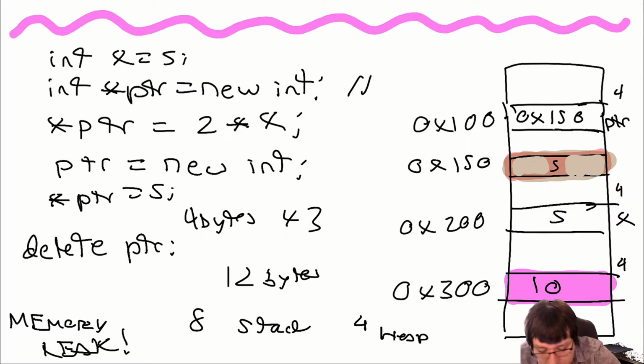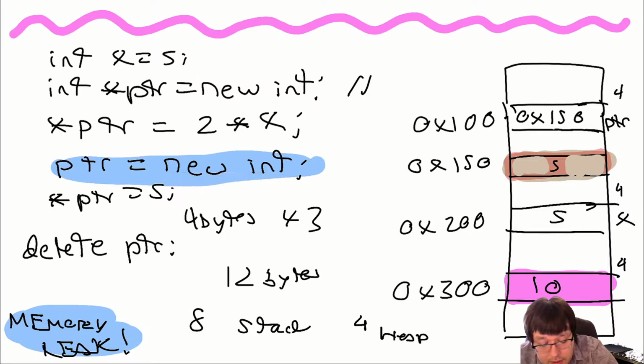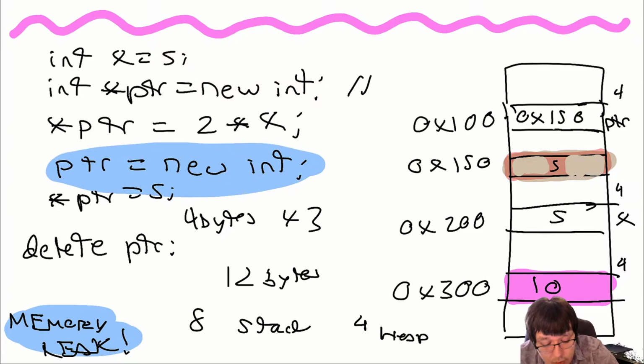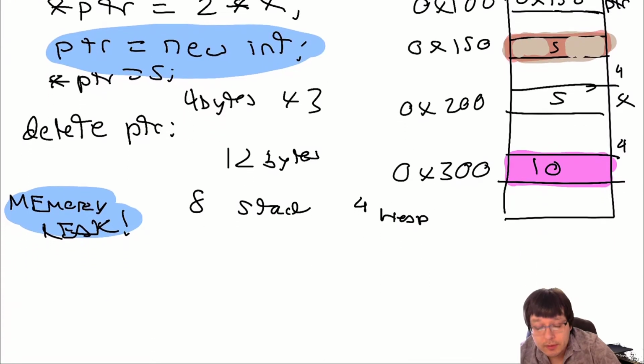And technically speaking, the actual memory leak happened when we did this line of code, because that's actually when we forgot what was in PTR because we overwrote it, okay?